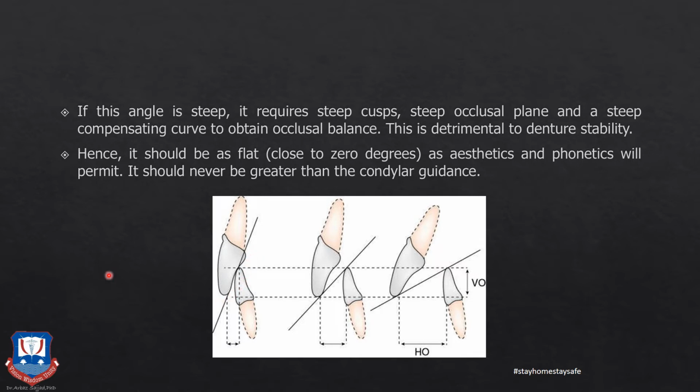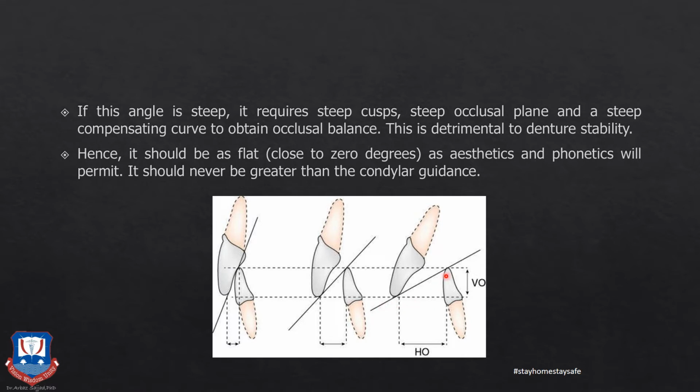We will also have to make the occlusal plane steeper instead of parallel to the residual ridges. We will need to use steep compensating curves like the curve of Spee, curve of Wilson, curve of Monson, Pleasure's curve, etc. All in an effort to create a balanced occlusion when the incisal guidance is steep.